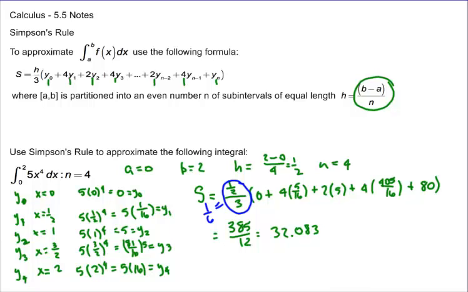But Simpson's Rule is just super duper similar to the Trapezoid Rule, and they're both really easy to work with.